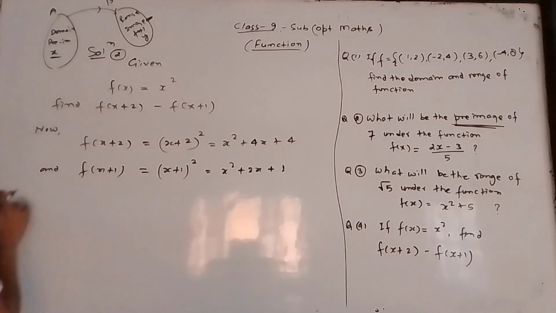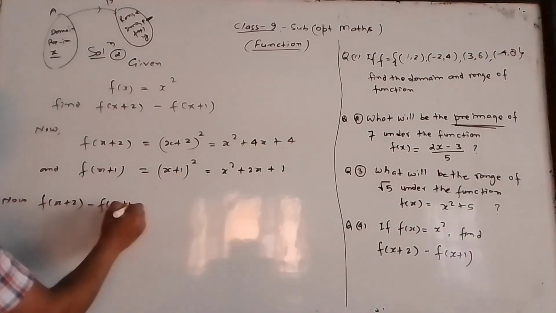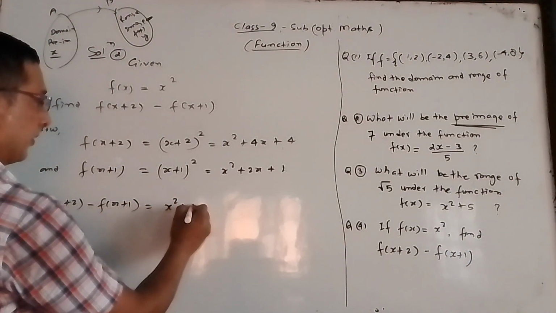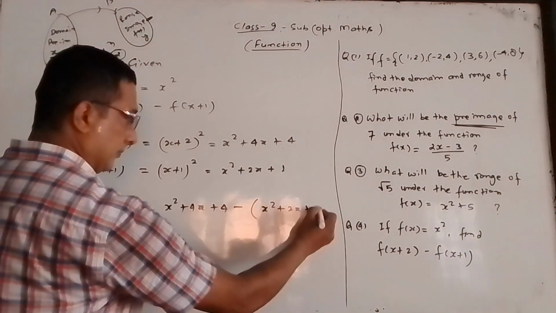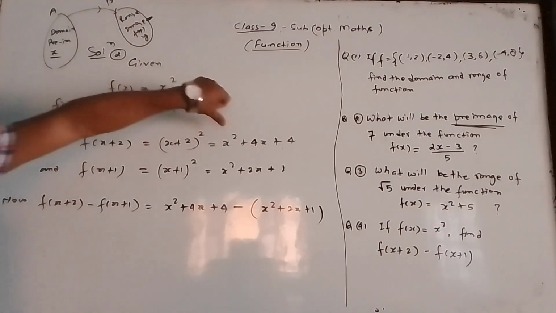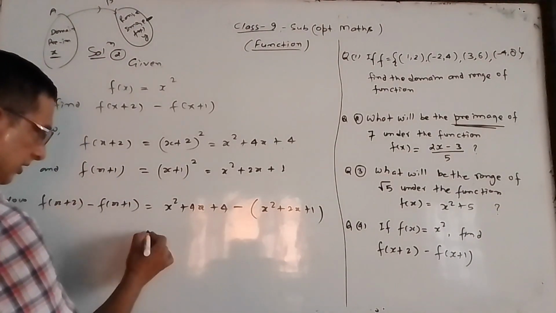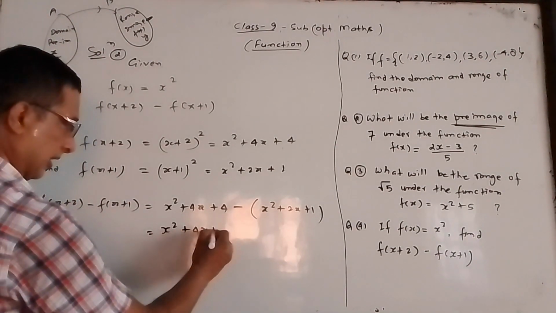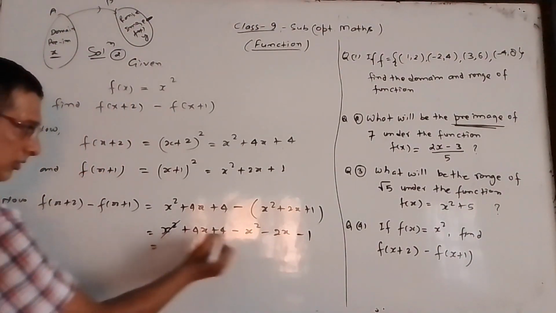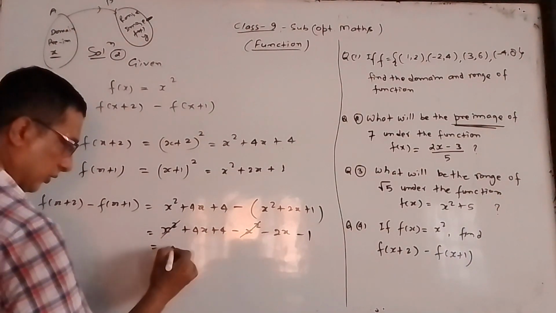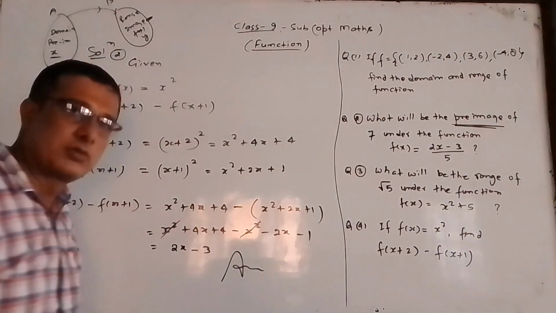So now f(x + 2) - f(x + 1) is equal to x square plus 4x plus 4 minus this one. In place of f(x + 1), put this value: x square plus 4x plus 4 minus x square minus 2x minus 1. Cancel out. 4x minus 2x is 2x, 4 minus 1 is 3. Our complete answer is 2x + 3. So, okay. Thank you all of you.